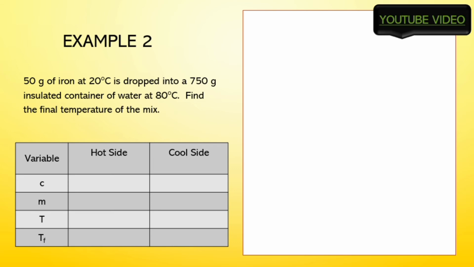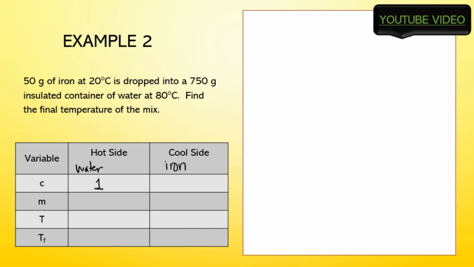Here we go again. So this time we have grams. As long as the units are the same, you can just work with it. We have cold iron and we have hot water. So we're going to put water on the hot side and iron on the cold side. And let's fill it in.